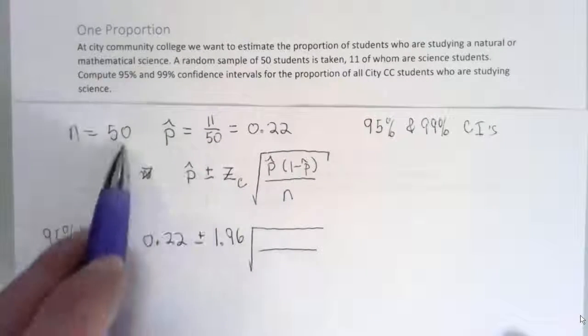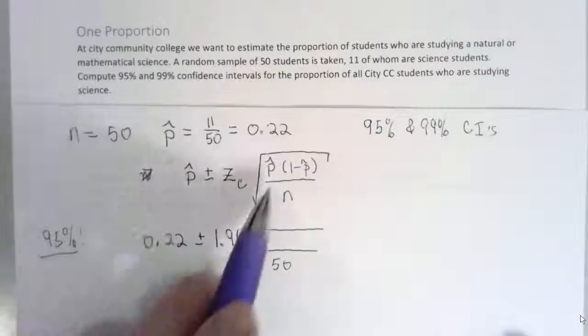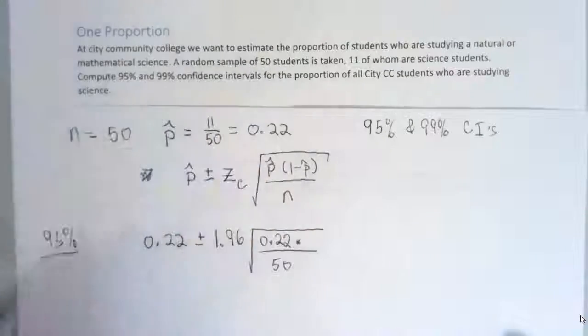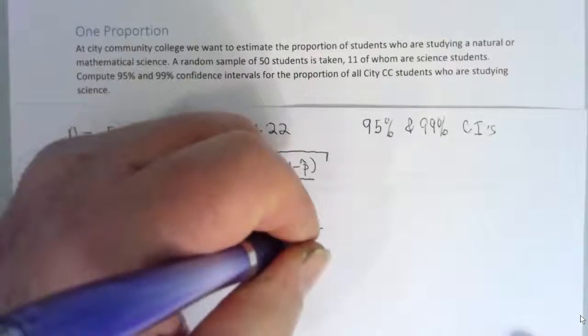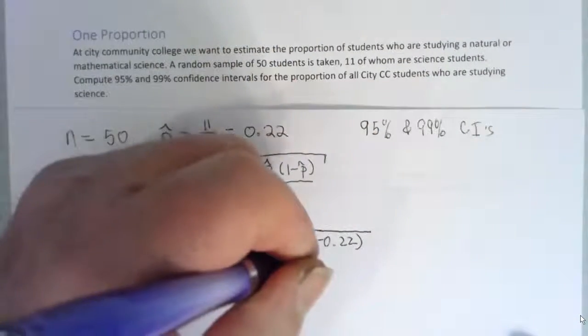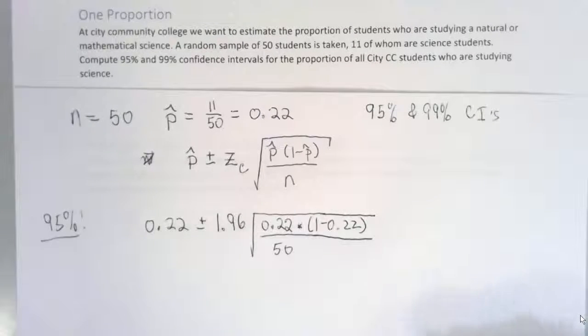The easy part is the sample size is 50. P hat goes in next. That's 0.22. And that we multiply by 1 minus 0.22. Clean up our writing a bit. And we are ready to go to the calculator.